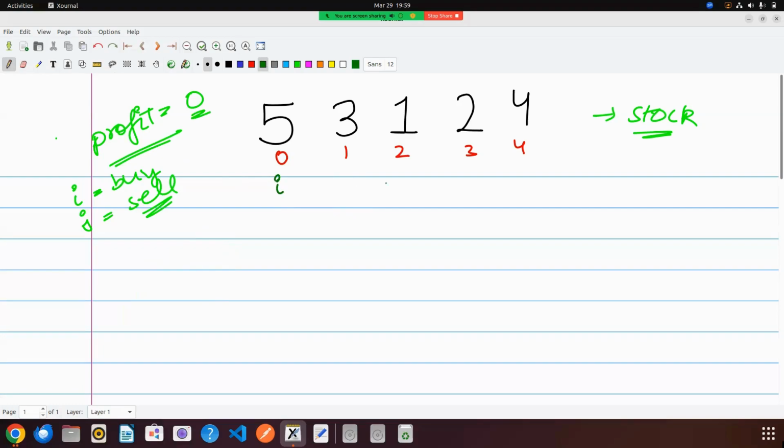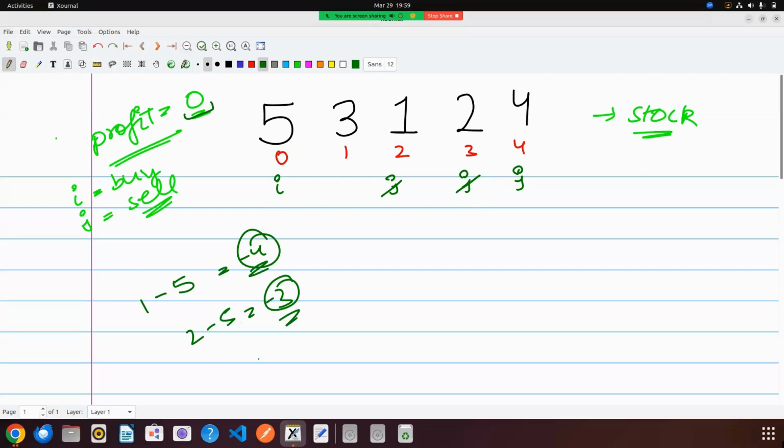Let's buy it on 0 and sell it on 2. Let's see what profit we will have right now. If I buy it for 5 and I sell it for 1, the profit we can achieve is -4, which is of course not a profit, it's a loss. So again, we are not going to buy it on 0 and sell it on 2. So let's increment this J. Now what will be the profit? The profit will be 2 minus 5, which is again -3, which is a loss. Again, we are not going to update this profit value. Now let's increment this J.